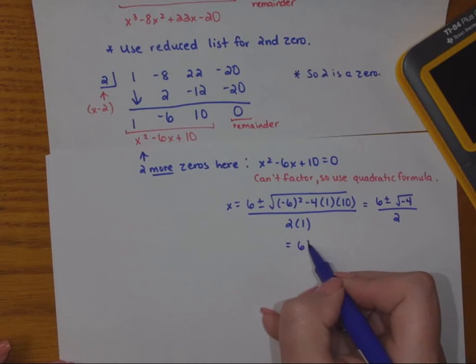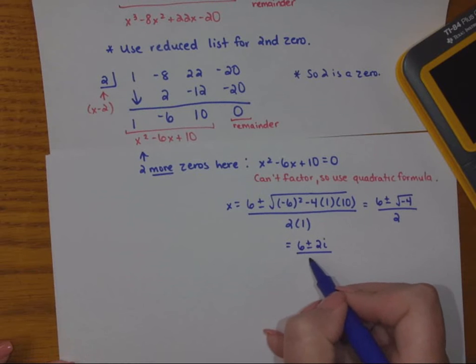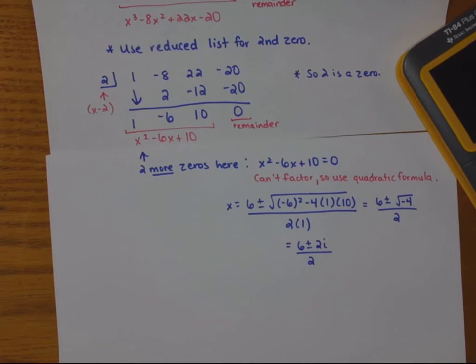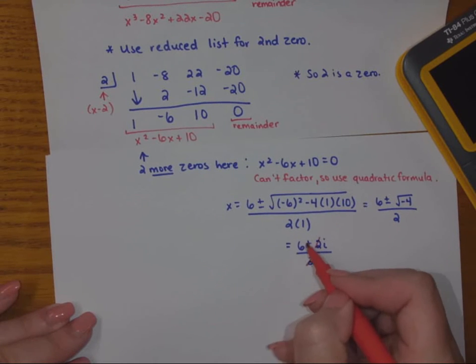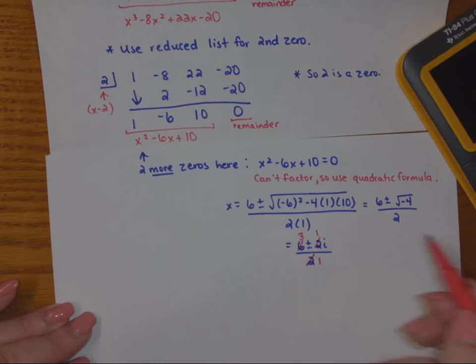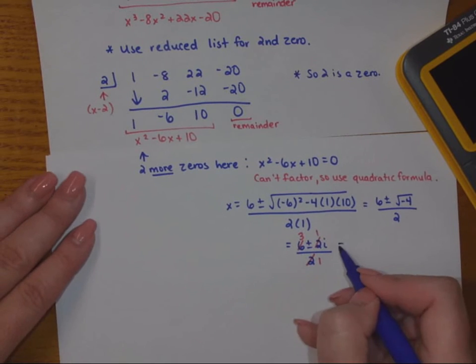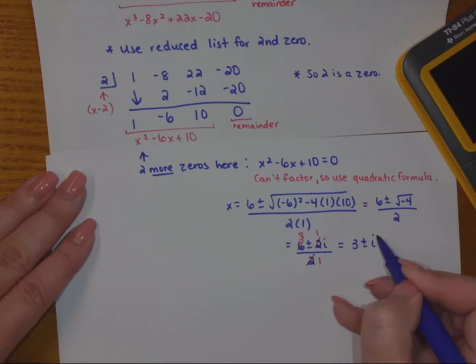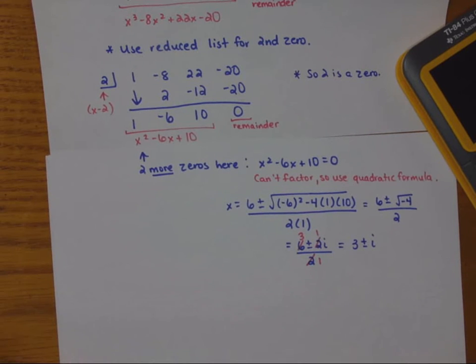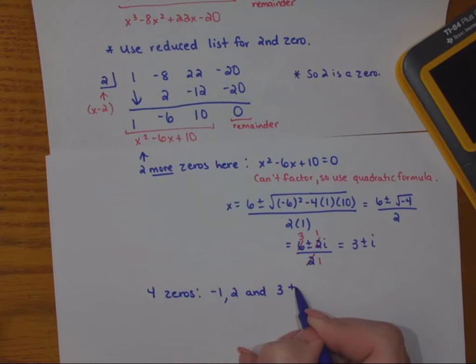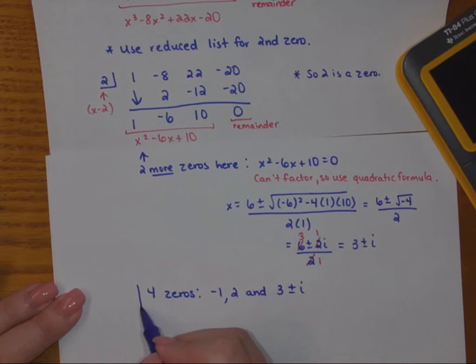So this is going to be 6 plus or minus 2i when you take the square root of a negative number and you just do it like you would normally. So square root of 4 is 2 and then you tack on an i to it. And then last but not least, notice every one of these terms has a 2 in it. So we could cancel 2's out. And that is going to leave us with 3 plus or minus i for these 2 zeros. So there were 4 total zeros. Okay, they were -1, 2, and also 3 plus i and 3 minus i.